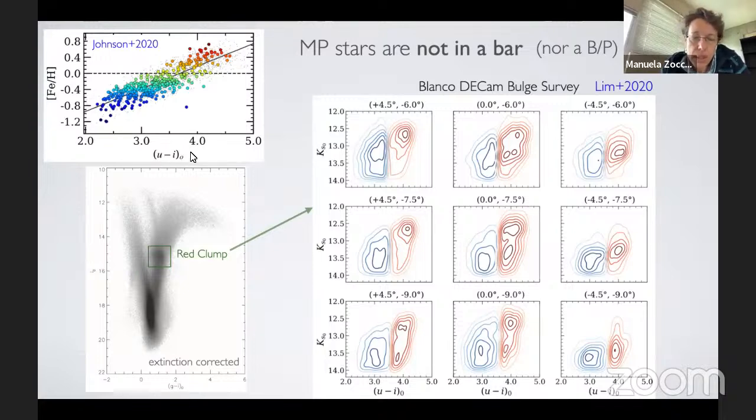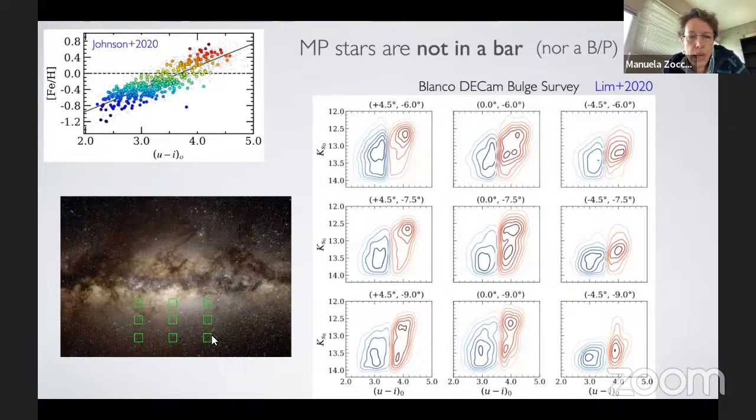Once they determined that, they plotted the color-magnitude diagram for red clump stars using U minus I as a color. All these boxes are this region of the color-magnitude diagram, in U minus I versus K as a magnitude, and we are seeing the contours. Here there are 9 panels, corresponding to 9 different lines of sight in our bulge. What are we seeing in these plots? We see a bimodality in color, which, thanks to the previous plot, means a bimodality in metallicity. So there is a metal-rich component and a metal-poor component.